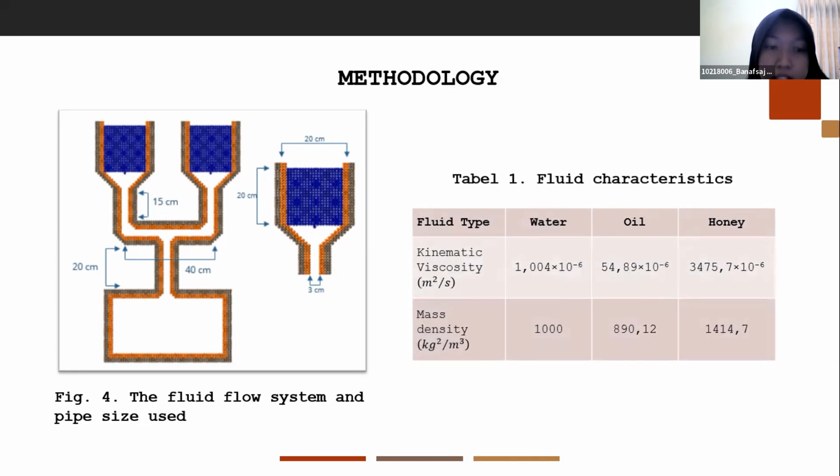In the simulation, there are three variations of fluid, namely water, oil, and honey. Each of these fluid characteristics is in table 1. Fluid variations are used to see the effect of viscosity and density in interaction with surface.